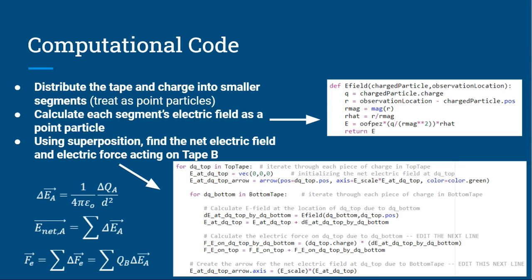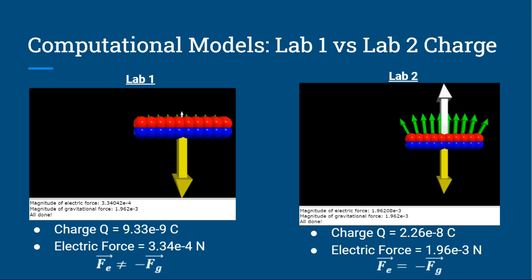Using nested for loops as shown in the picture, we can calculate the total electric force on tape B due to tape A by adding up the electric fields from each point particle in tape A as they interact with each point particle in tape B and multiplying by the charge of tape B. This is also represented by the last two formulas shown in the lower left-hand corner.